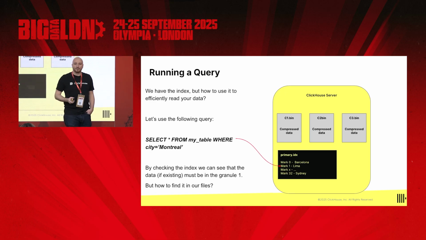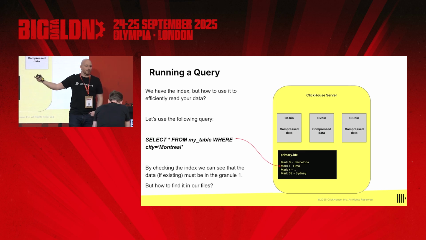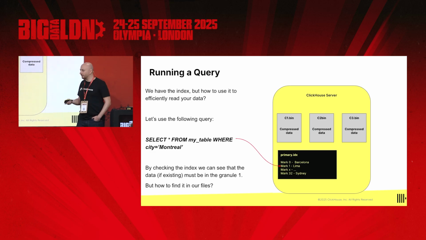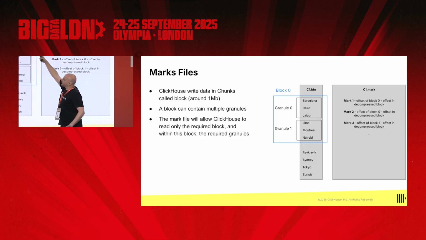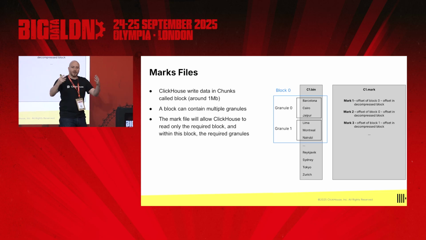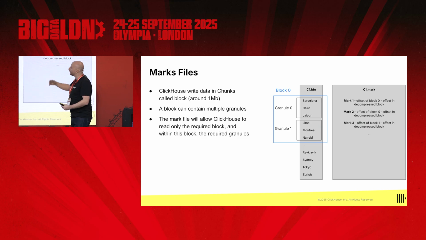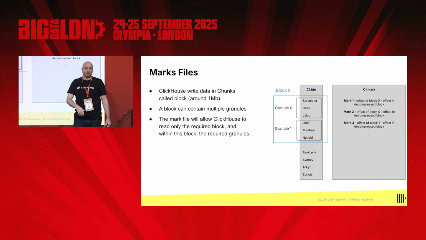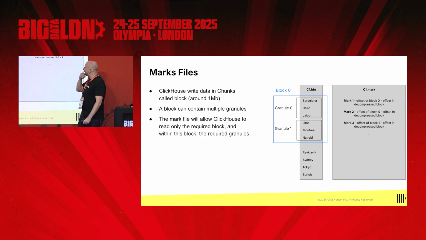But here there is a problem. The problem is my data are compressed. So how can I read my compressed files just based on the mark? So it's a first challenge. So ClickHouse creates more files. When we write the data, we are going to write the data per block. And a block is basically a certain amount of data. You can see that as pages in Parquet. So it's just a set of rows that is around 1 megabyte approximately. And a block can contain multiple granules, or a granule can contain multiple blocks. There is no relationship between them.